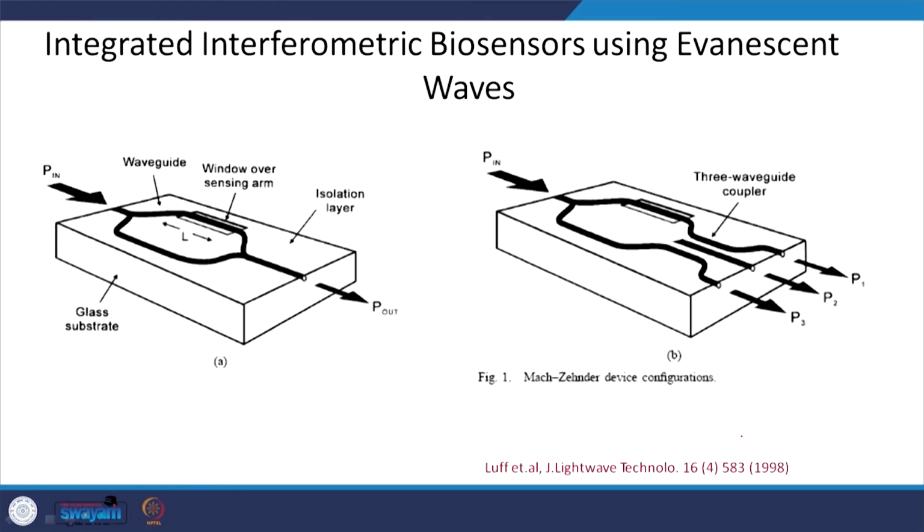So, people have used this kind of thing for integrated biosensors. I already told you about evanescent wave sensing. What they did is that you have a waveguide here on a glass substrate, it has two arms, and on one of the arms you put a sample. So, it is a waveguide, and it will have an evanescent field here which interacts with the sample. You can also have 3 waveguide couplers, and if you want to go into more detail you can see this paper. This way you can have an evanescent wave sensor using a Mach-Zehnder interferometer, and this can be integrated on a chip.